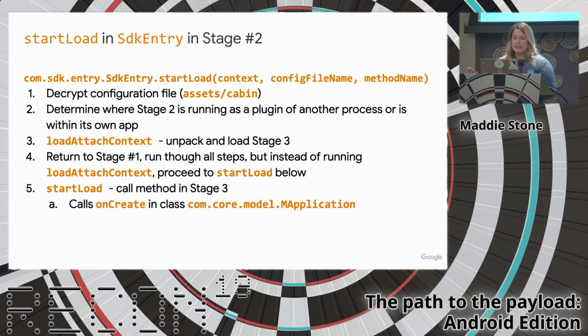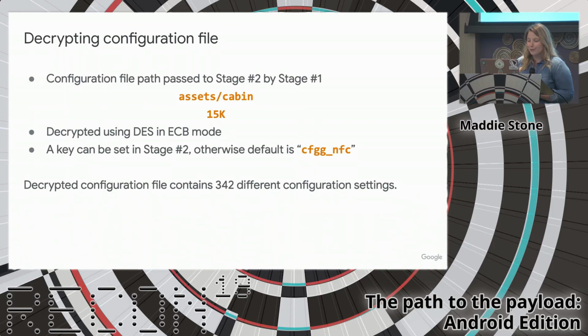The next thing it does is it then passes and begins running whatever function is at the method name, that third argument. So the first time this is called, it's in load attach context, and that purpose is to unpack and load stage 3. We then return to stage 1 and go through the whole process again, this time from the application subclass call to heading. But this time, then we will pivot into stage 3. So that was the overview.